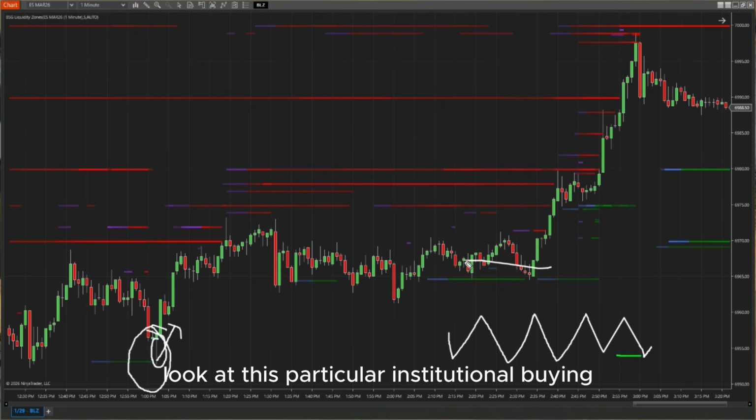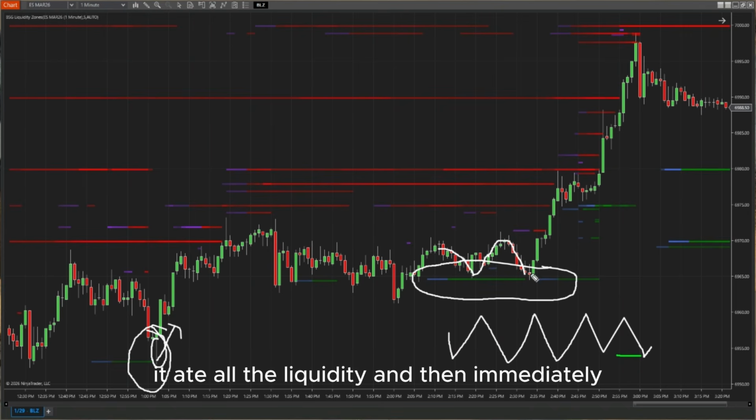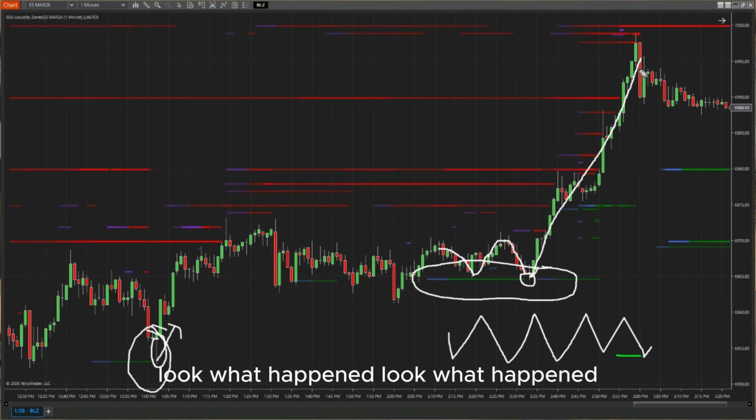Look at this particular institutional buying. The green line started printing. The price came, it didn't even touch it. It came very close and bounced. But next time it took the liquidity. It ate all the liquidity and then immediately, it didn't even go much below. See that it immediately rejected. Look what happened.